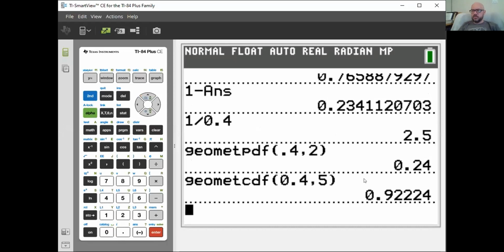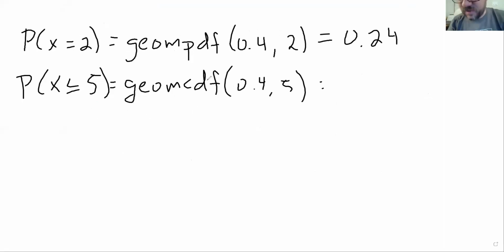0.92224. I might as well write all 5 of those places. I usually only go 4 decimal places, but if there's only one more, I don't see why not. So this is 0.92224. So there is a 92.224% chance that it will take her 5 or fewer test drives. So it could be 1, 2, 3, 4, or 5 test drives. All of those are included in this.